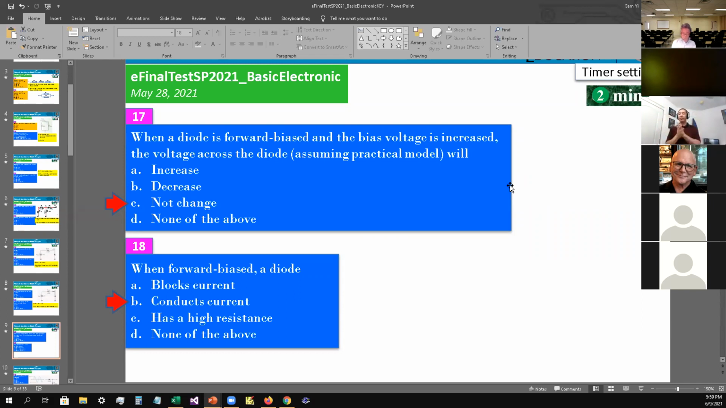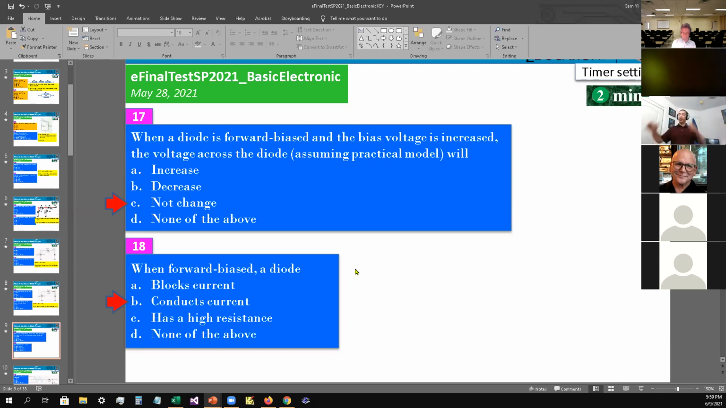The diode is always going to exist. They wanted to find the voltage across the diode. Across the diode, it's still 0.7 no matter what, unless you use a different type of diode, then it would be that value. But it doesn't change.